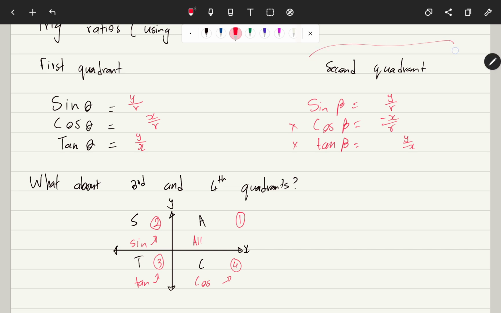So here we did second quadrant trig ratios, and for cos and tangent we get negative values. But when we go for sine, we get a positive value because only sine is positive in the second quadrant. So that is fine. Clear?